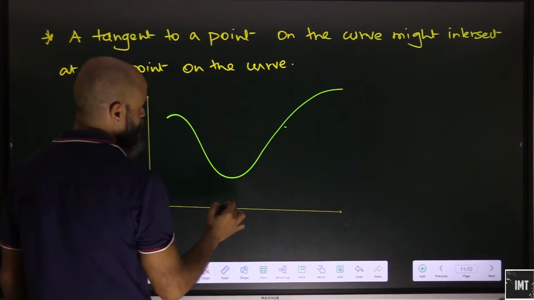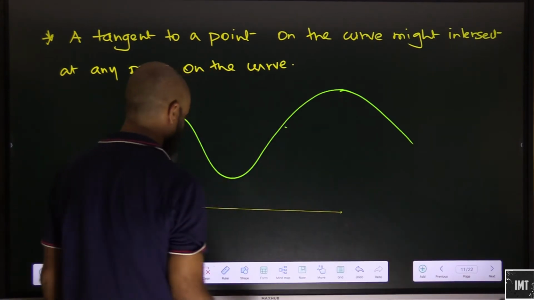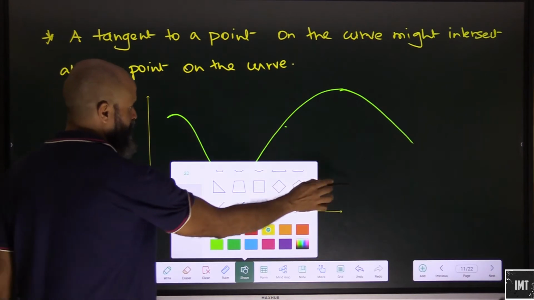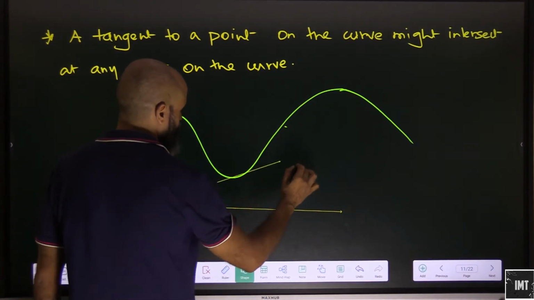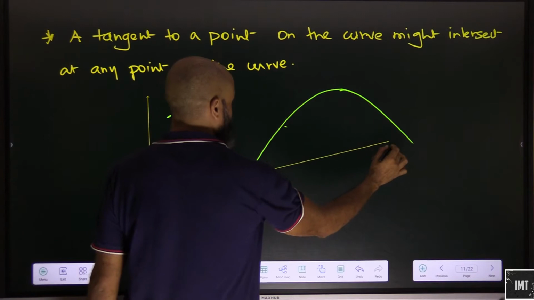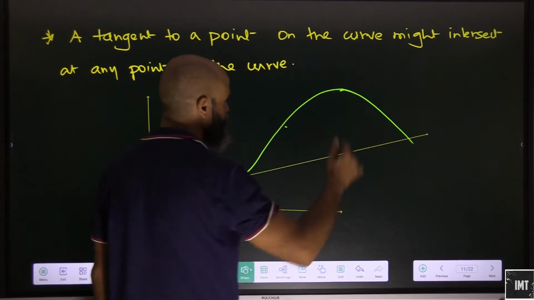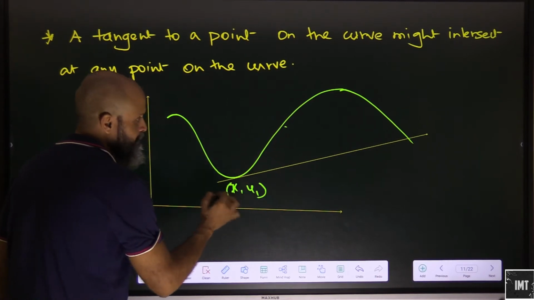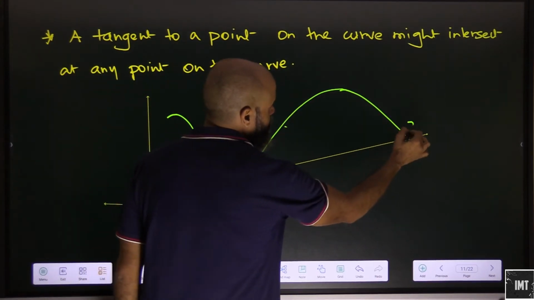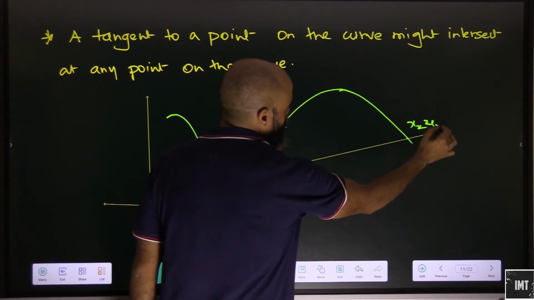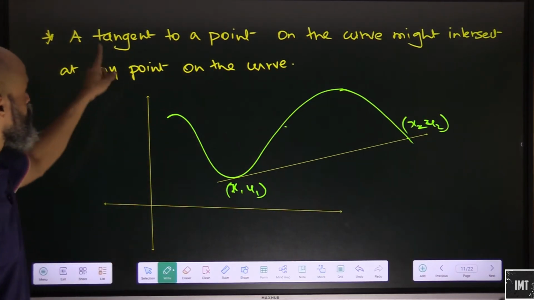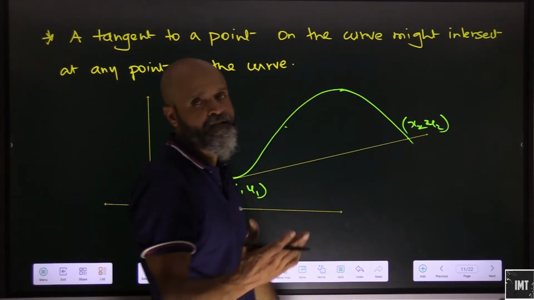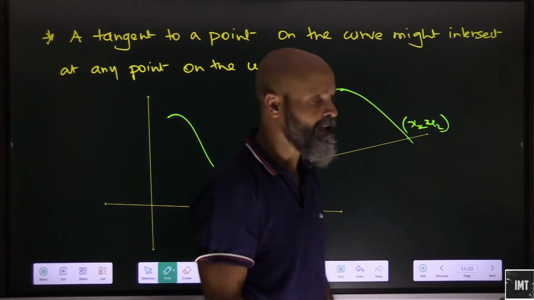So let's say this is basically a curve that is going like this. Okay, and we draw a tangent at a particular point. So it's very obvious that if we draw a tangent at this point, and it is intersecting the curve at any point. Okay, so this is at point x1 y1. This is basically a tangent, but here it is intersecting. Let's say this would be x2 y2. So a tangent to a point on the curve might intersect at any point on the curve. So this is a possibility that it might intersect at any point on the curve.